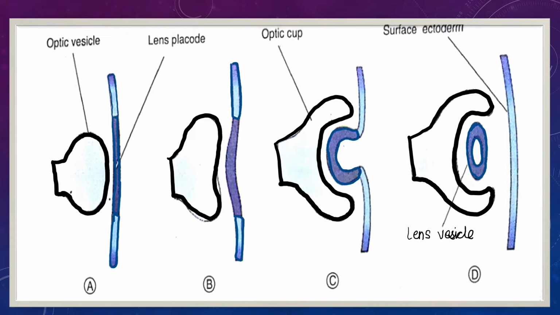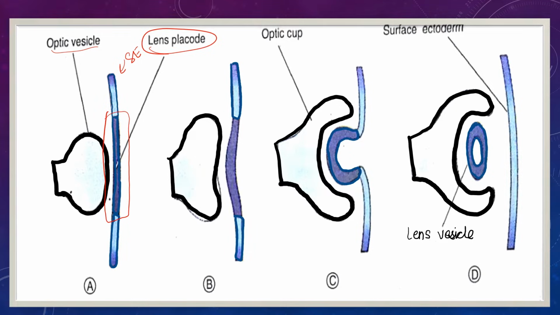Still, to summarize, the optic vesicle is in close contact with the surface ectoderm. So this is the surface ectoderm. A part of the surface ectoderm which is in close contact with the optic vesicle will undergo thickening and will form the lens placode. Okay.